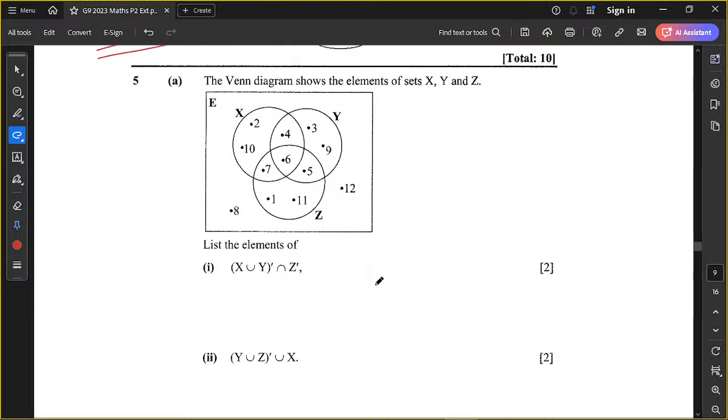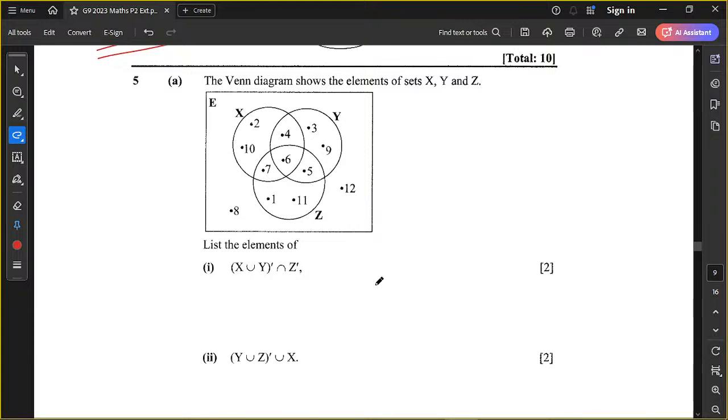We are on question 5. We have reached the middle of the questions, so we try to be a bit fast. The Venn diagram shows the elements of sets X, Y, and Z. So the question is, list the elements of X union Y complement intersection Z complement.